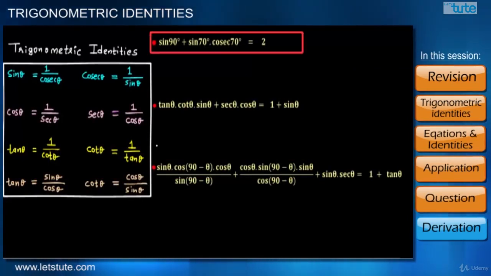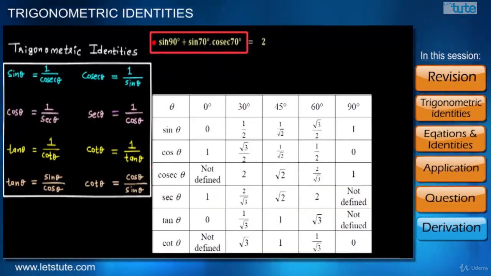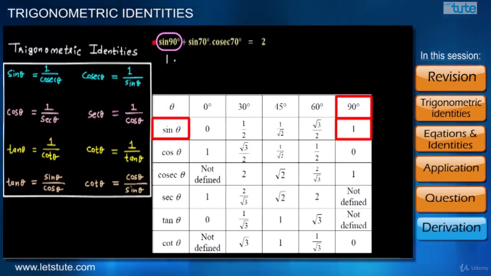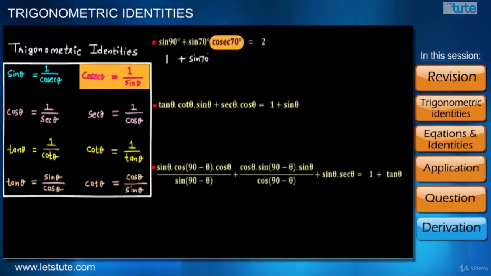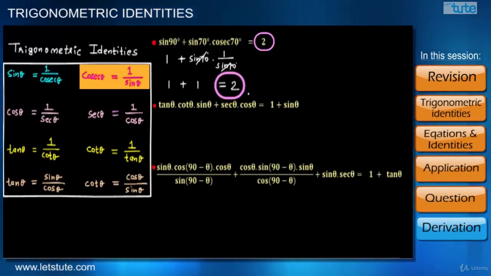So in first question, we consider left hand side and we know that the value of sine 90 is 1. Now, values for sine 70, cosec 70 are not available in our standard value table. But we know the identity, cosec theta is equal to 1 upon sine theta. So, we can replace cosec 70 by 1 upon sine 70. Sine 70 upon sine 70 will give us 1 and adding it with 1 will give us the answer as 2, which is equal to the right hand side value. So, we see how the calculations become easier just by knowing the basic trigonometric identities.